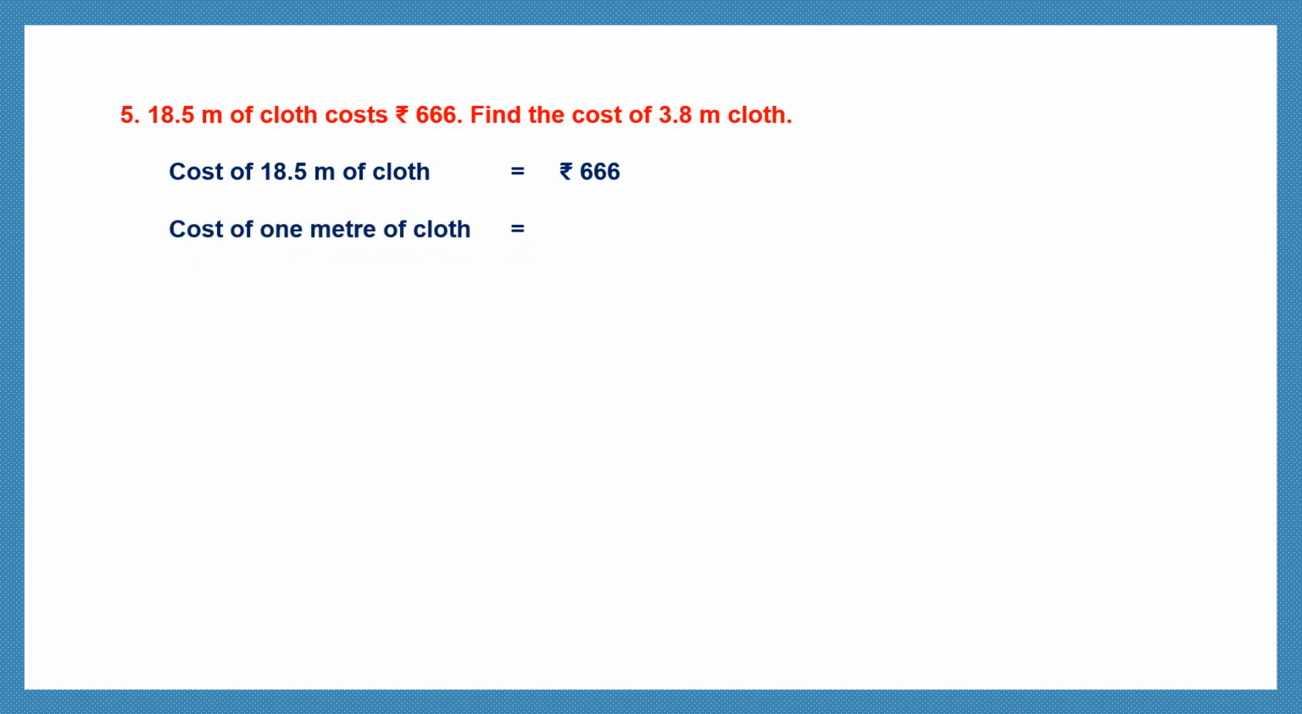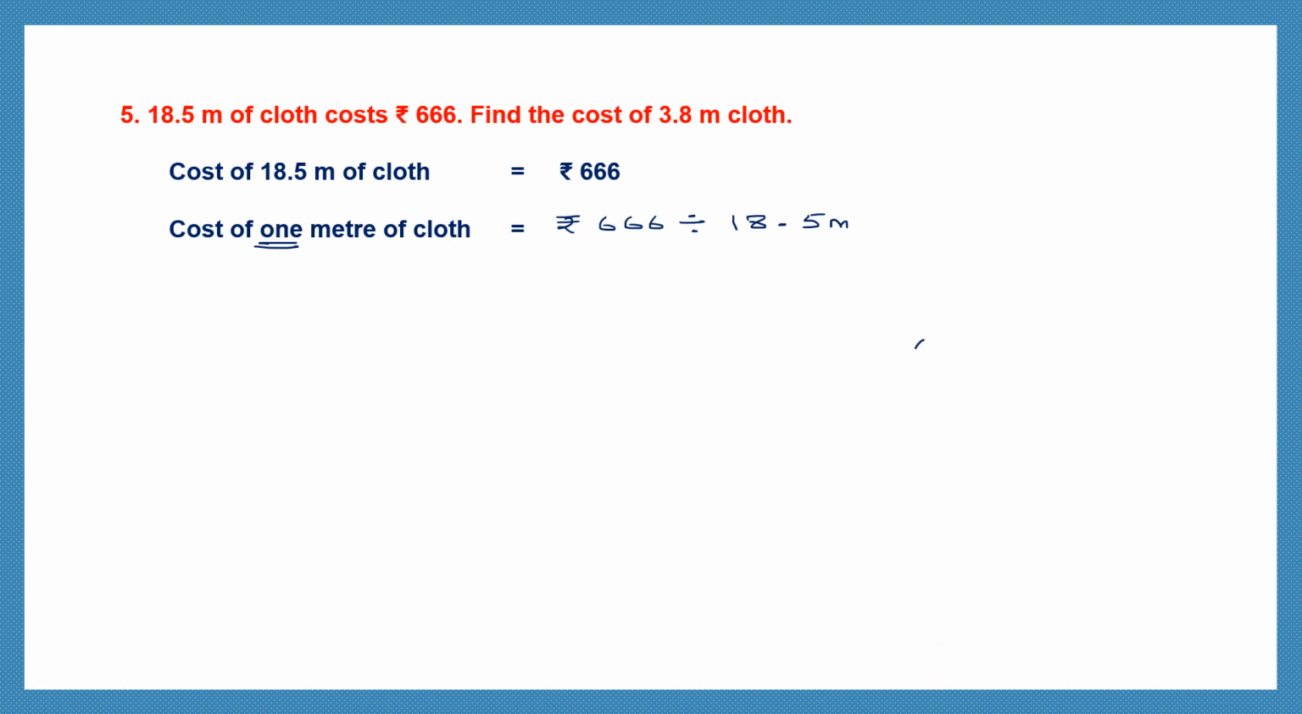Remember, whenever you have to find the cost of 1, it is division. So here we are going to divide 666 by 18.5 meters. Okay, now here, as you can see, it's division of a whole number by a decimal number. So when your divisor is a decimal number, we have to make it a whole number. So the first step here is to make this a fraction, put it in the fraction form.